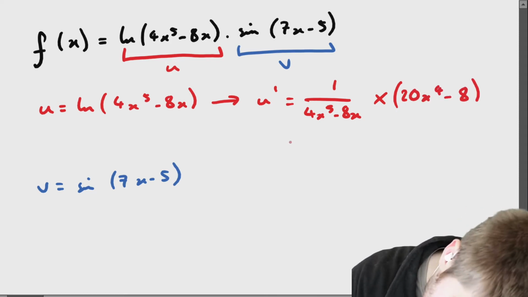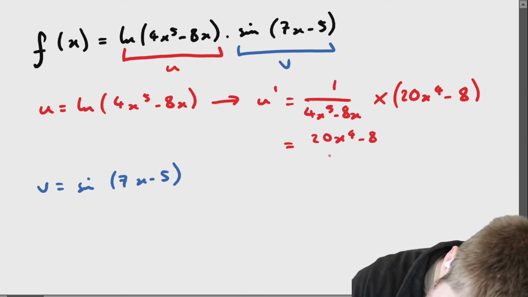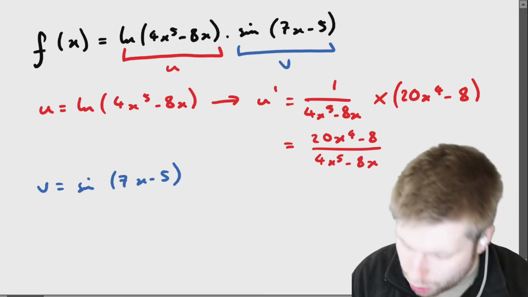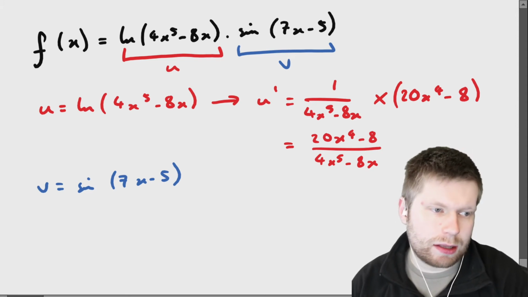Okay. If I wanted to tidy it up slightly, I'd end up with 20x to the power 4 minus 8, all divided by 4x to the power 5 minus 8x. And yes, I know that you could probably cancel off a factor of 4 in each of those, but I'm just going to leave it as it is at the moment.